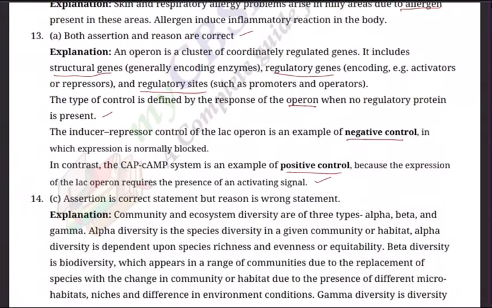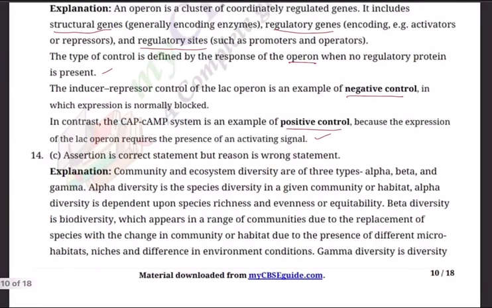Question number 14. Assertion: Diversity observed in the entire geographical area is called gamma diversity. Reason: Biodiversity decreases from high altitude to low altitude. Now the answer is C. Assertion is a correct statement, but reason is a wrong statement.